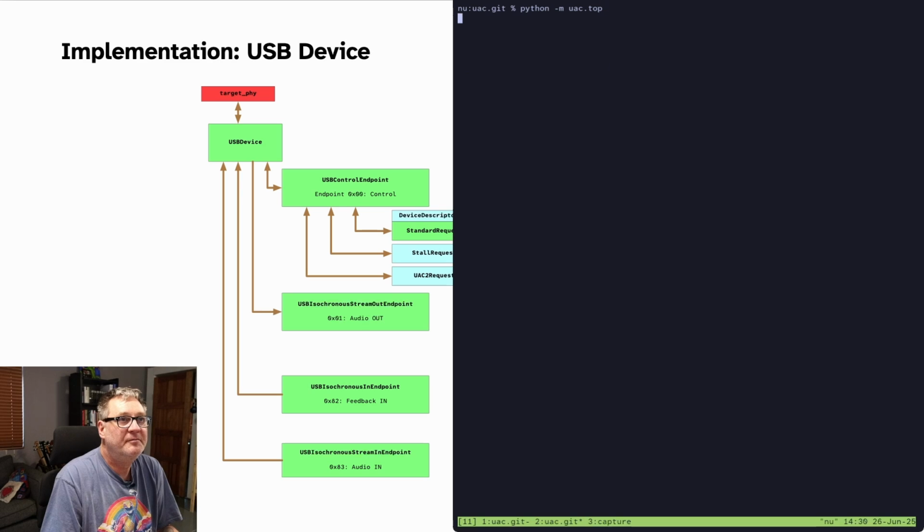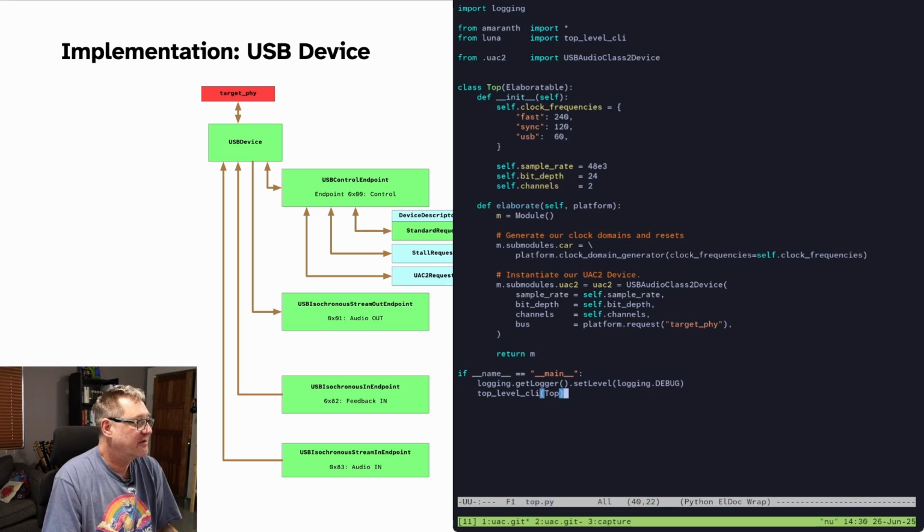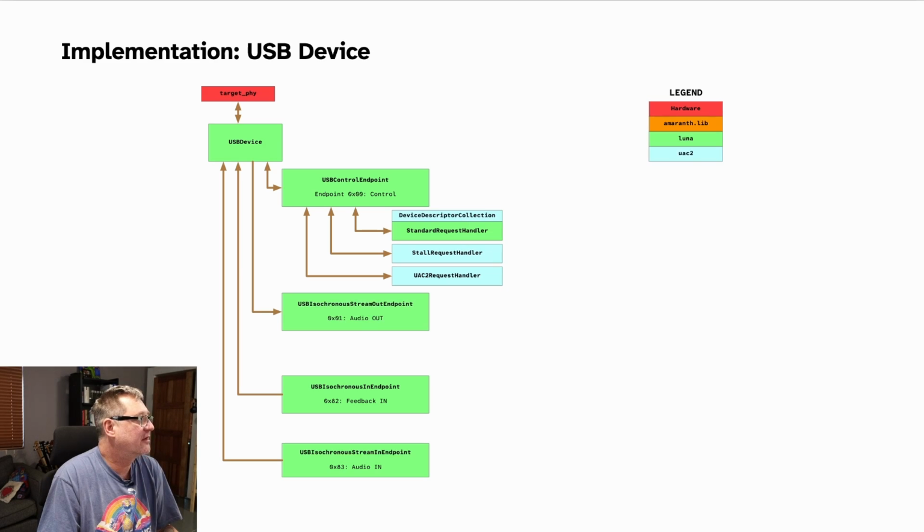This should all build already. It won't do anything yet because we haven't got any device descriptors, but you can see that it does build. So let's actually get it to do something. First thing we want to do is create the device descriptor collection for our standard request handler. And that will contain stuff like the device descriptor and all the various USB audio class 2 descriptors.